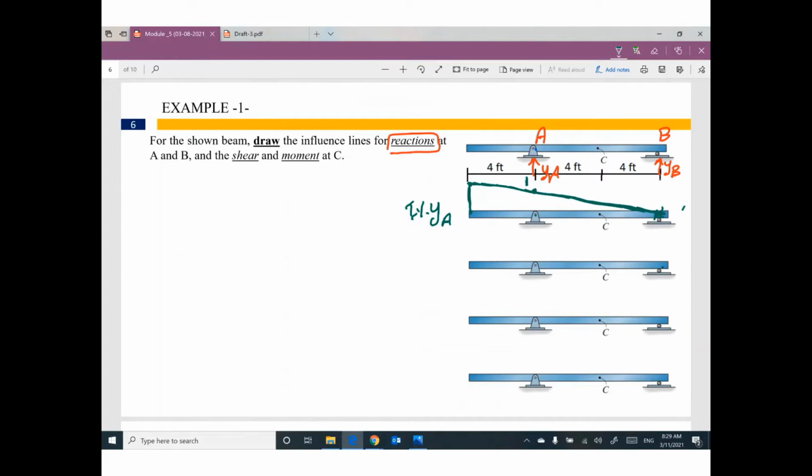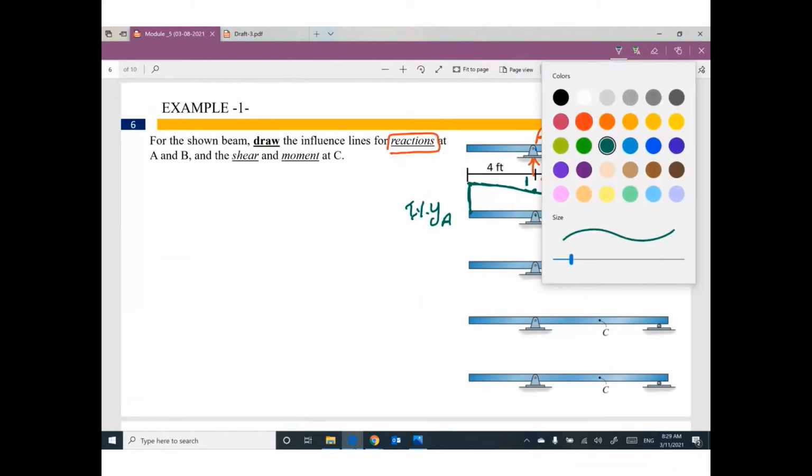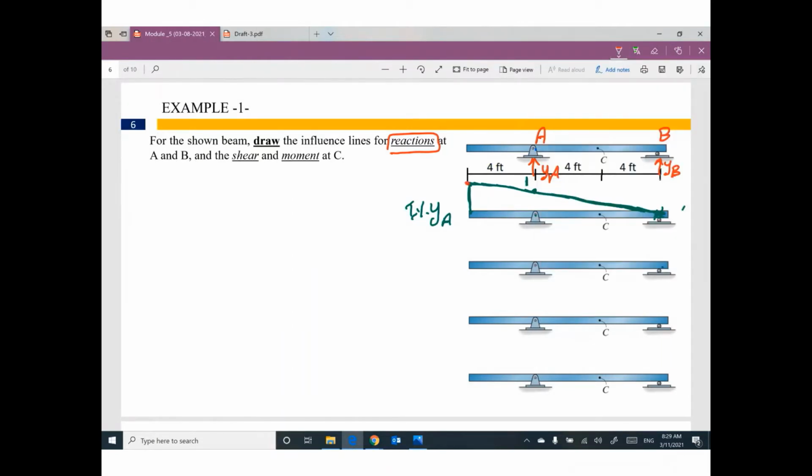Probably last meeting I labeled this support B, and this one is A. It doesn't matter, whatever. If you would like to figure out what is the value here, go ahead and do triangle similarity. You will find this one will be 1.33.